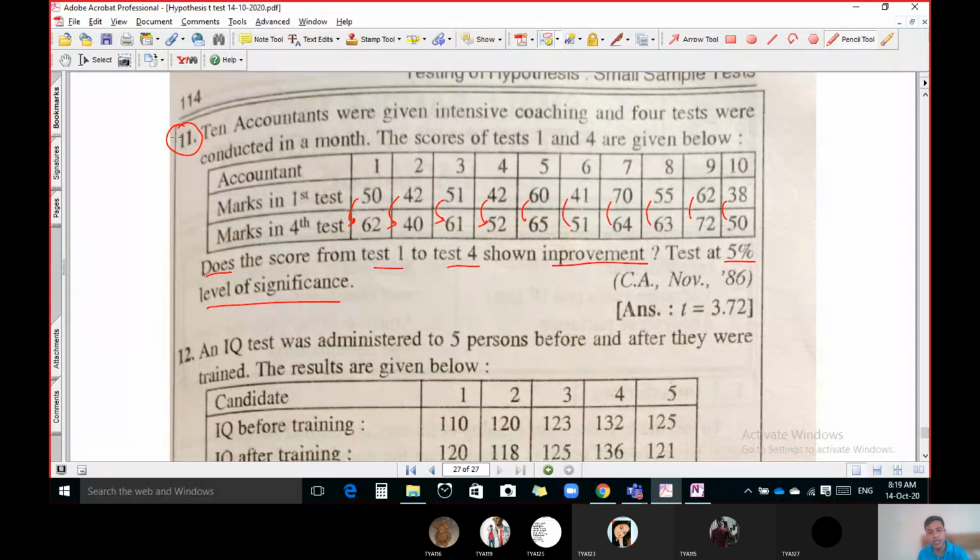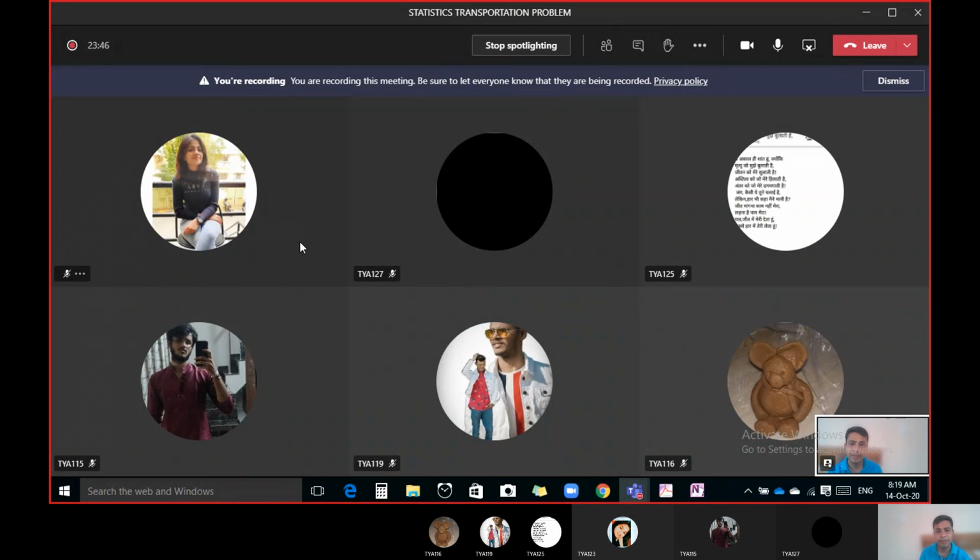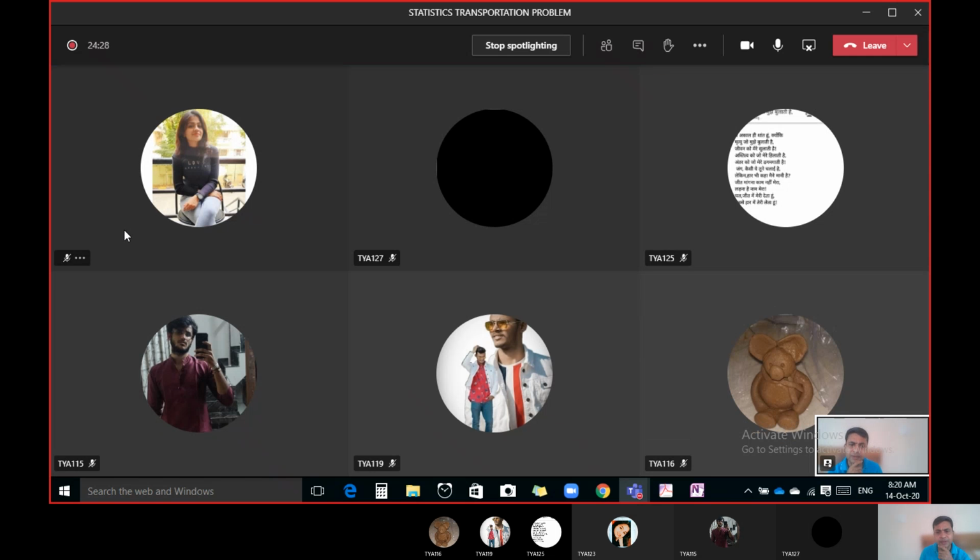कौन बताएगा paired t-test क्यों अप्लाई होगा यहाँ पे? 123 बोलो. कैसे पता चला paired t-test अप्लाई होगा यहाँ पे? बोलो जल्दी.